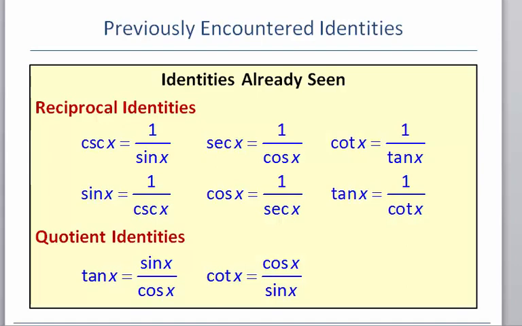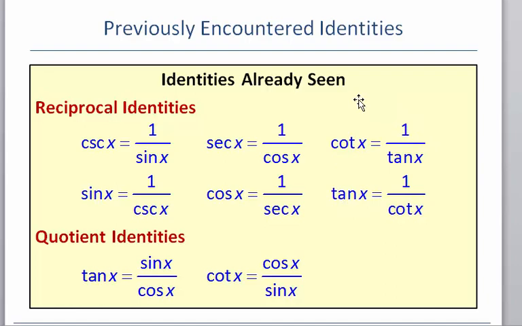So we'll start with our reciprocal identities. Remember that these identities establish a reciprocal relationship between two of the 6 trig functions. For example, we know that the cosecant and the sine are reciprocals of each other, and so that is represented by these two statements here. We know that the secant and the cosine have a reciprocal relationship, and so we have these two identities to establish that relationship. And we know that the cotangent and the tangent are reciprocals of each other, and these final two identities establish that relationship.